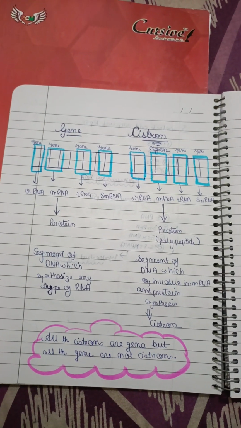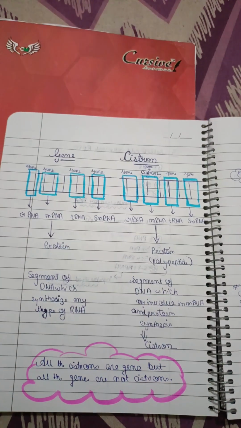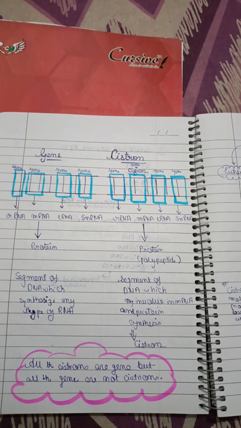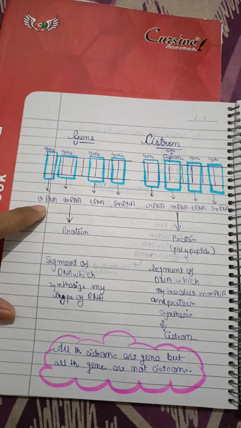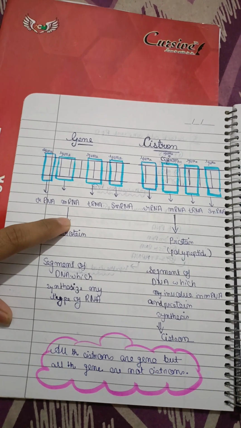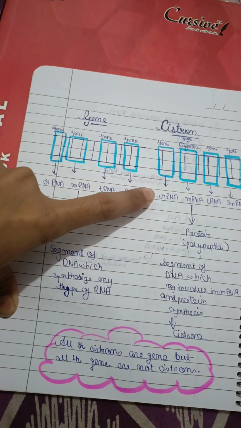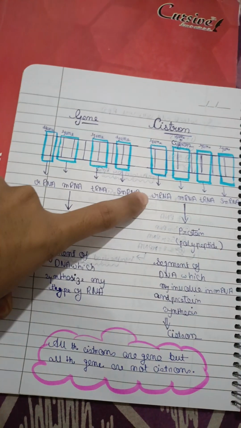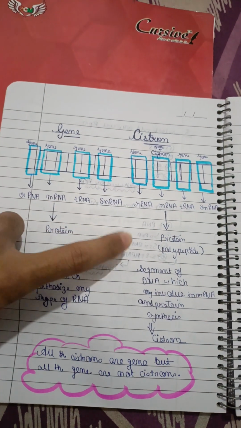On to the difference between gene and cistron. As I have told in class, what is a gene? It is the segment of DNA that synthesizes any kind of RNA. Like see, this part is synthesizing rRNA, mRNA, tRNA, sRNA. So the segment of DNA that synthesizes any of these RNAs is called a gene. So these all are genes as they synthesize any of the RNAs.